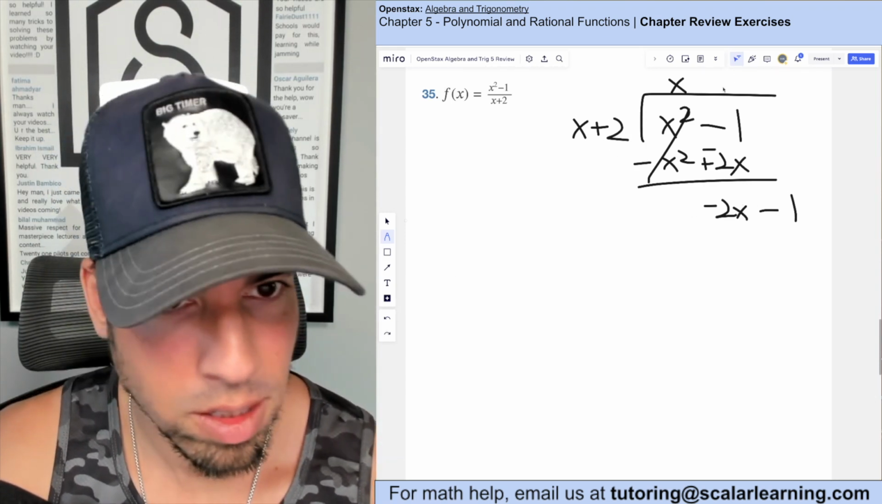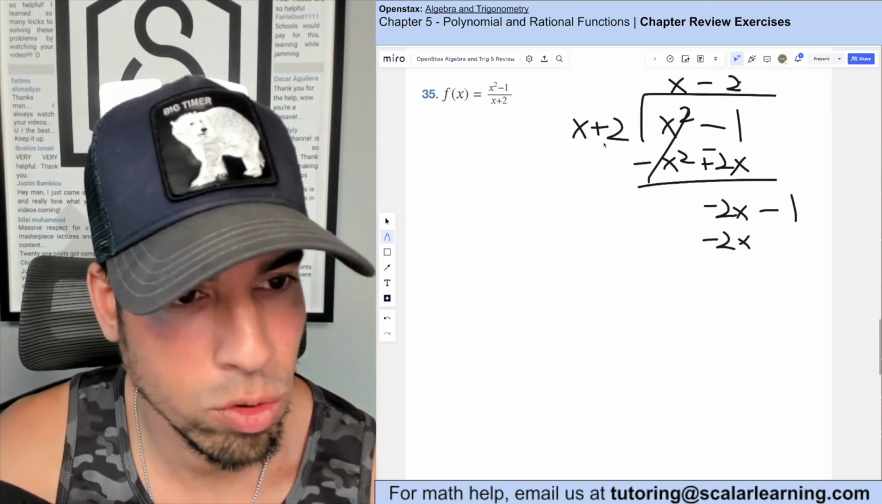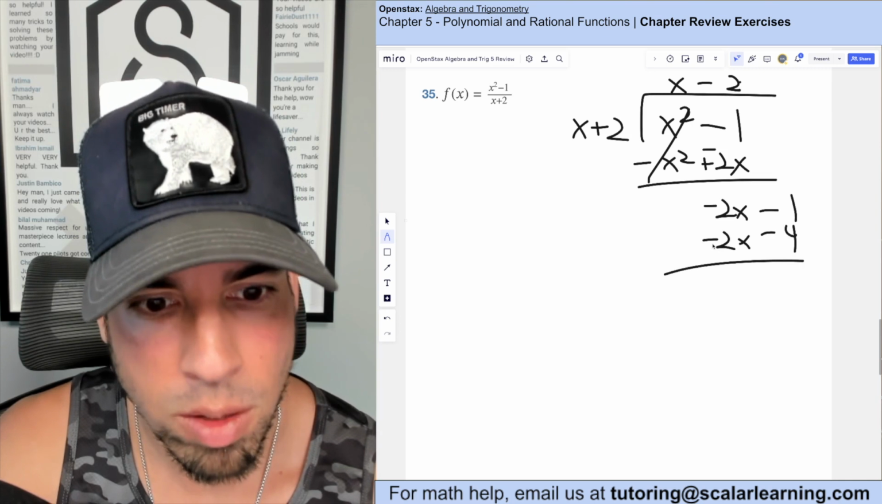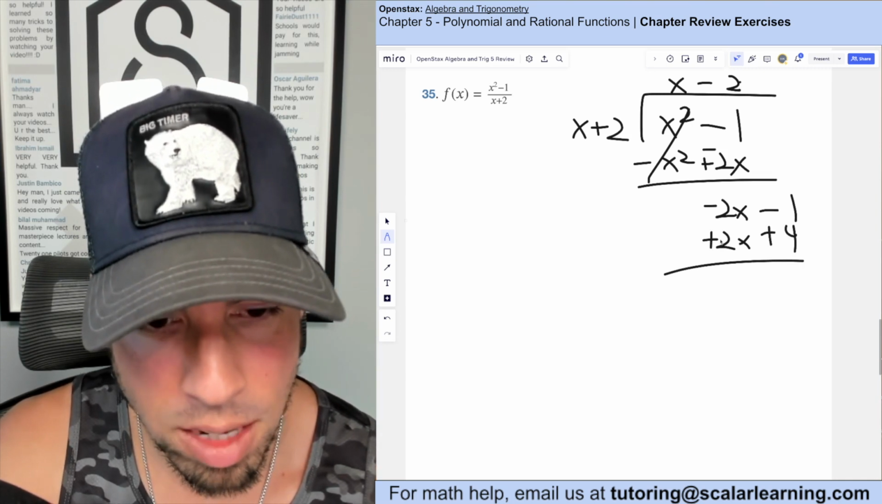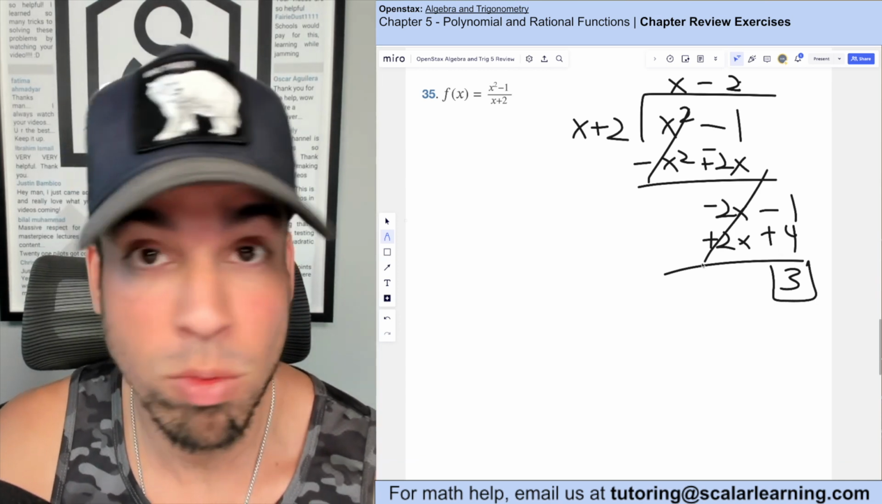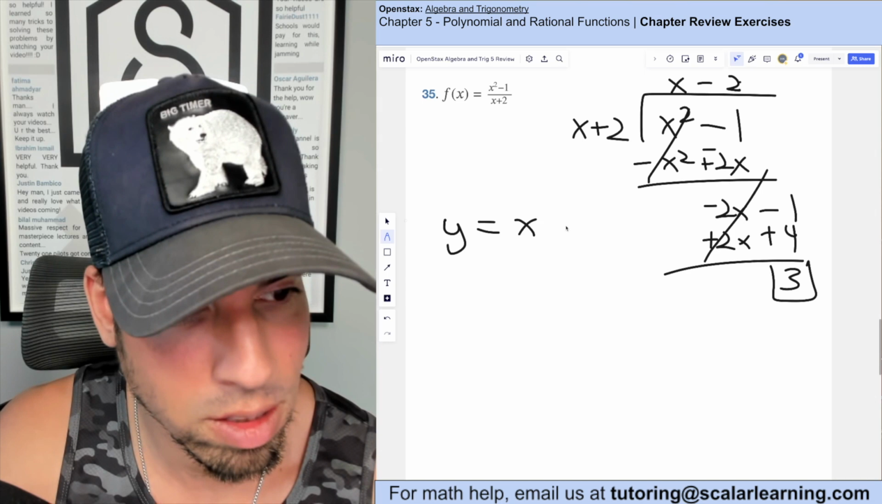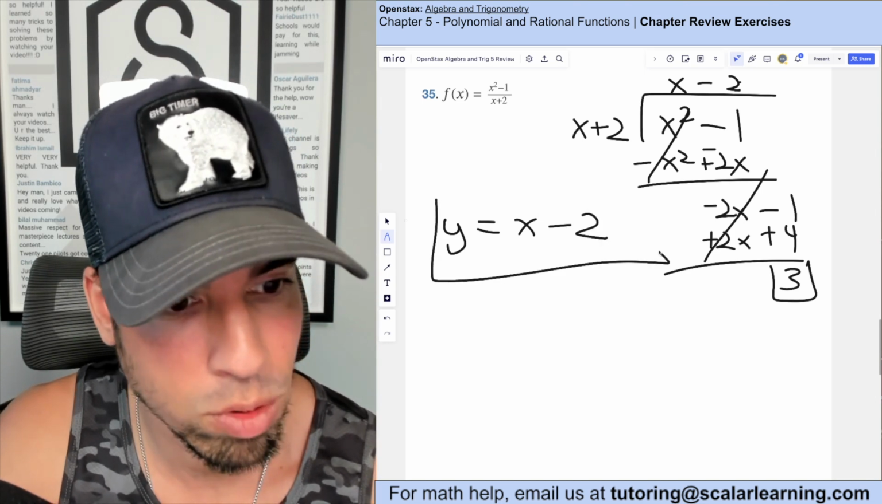So now what times x is negative 2x? That's negative 2. Negative 2 times x is negative 2x. Negative 2 times 2 is negative 4. And then we negate, add them together, cancel out. Negative 1 plus 4 is 3. So that's the remainder, but the remainder doesn't matter because the slant asymptote is just that quotient at the top, y equals x minus 2, boom, done.